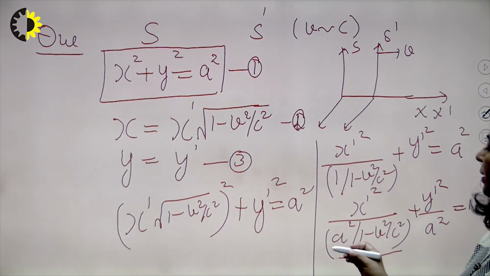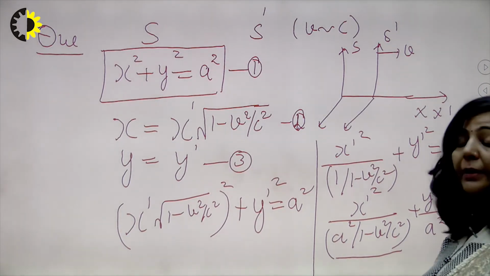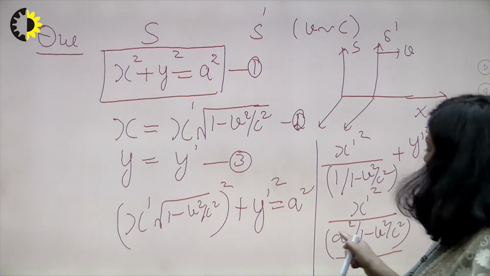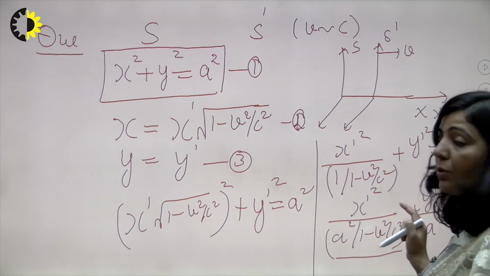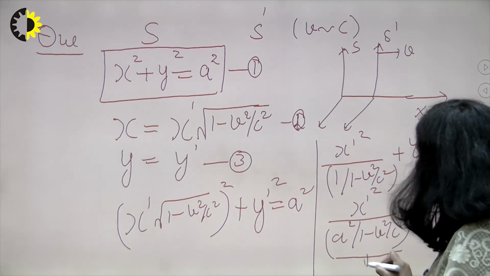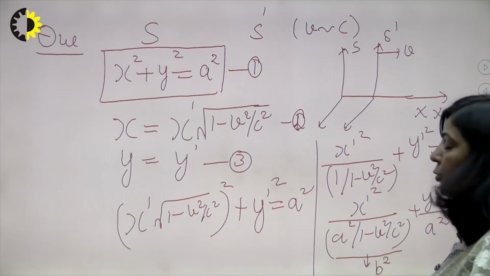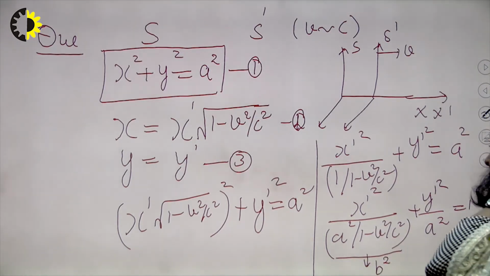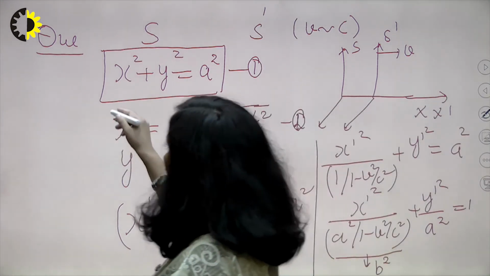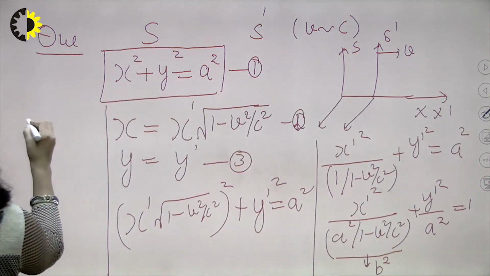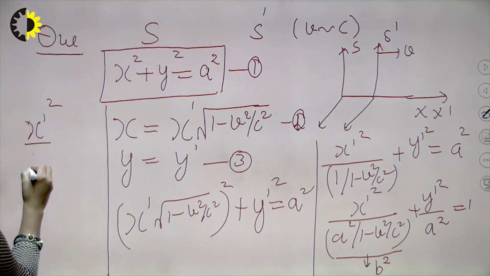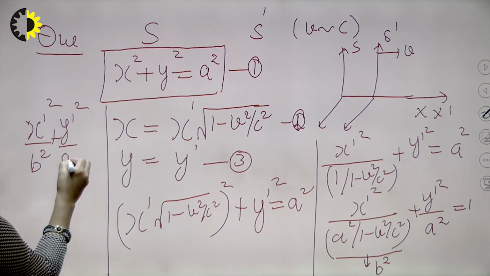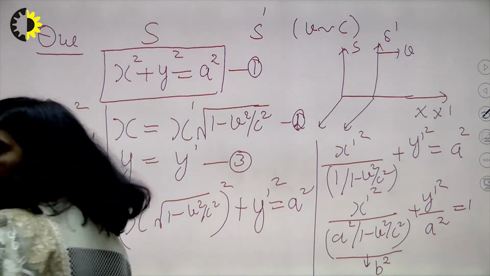Now you can see that this term in the denominator is constant. This a is constant, v is constant, c is constant, and I am replacing this entire term with b square, just for simplifying it. So finally what you are getting is x dash square upon b square plus y dash square upon a square is equal to 1. So tell me, what is this?